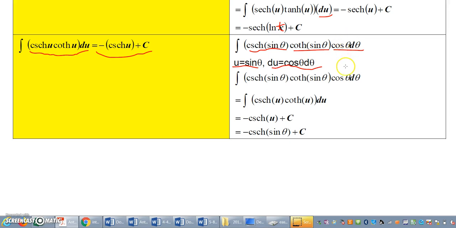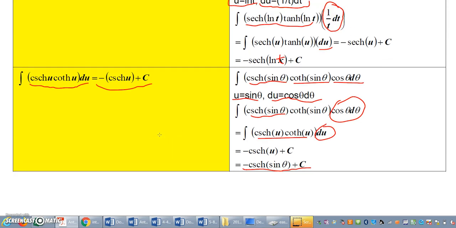So you'll notice I made this one work out pretty nice. This right here, this cosine theta d theta, is going to be my du, and then since I let u be sine theta, this is going to be hyperbolic cosecant of u times hyperbolic cotangent of u, and then I just apply the formula, and that's going to be minus the hyperbolic cosecant of u plus a constant, and then replace u with sine theta, and I get minus hyperbolic cosecant of sine theta plus a constant.